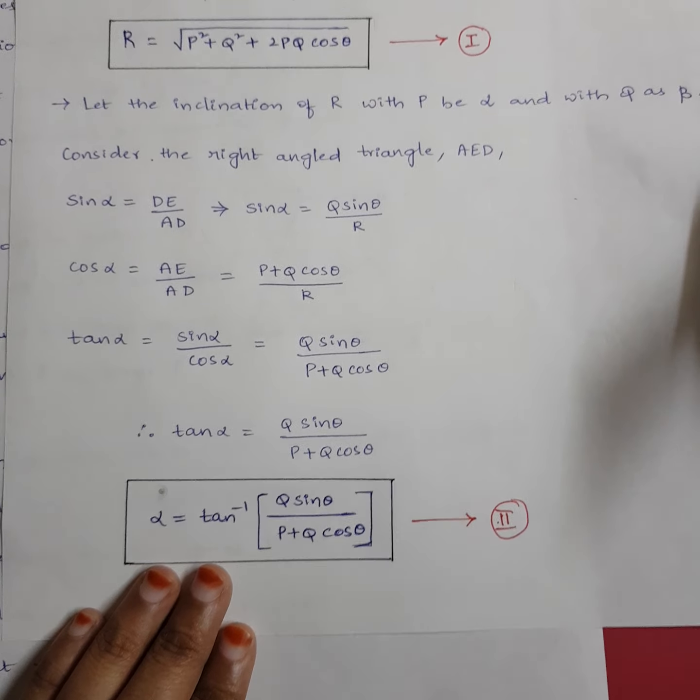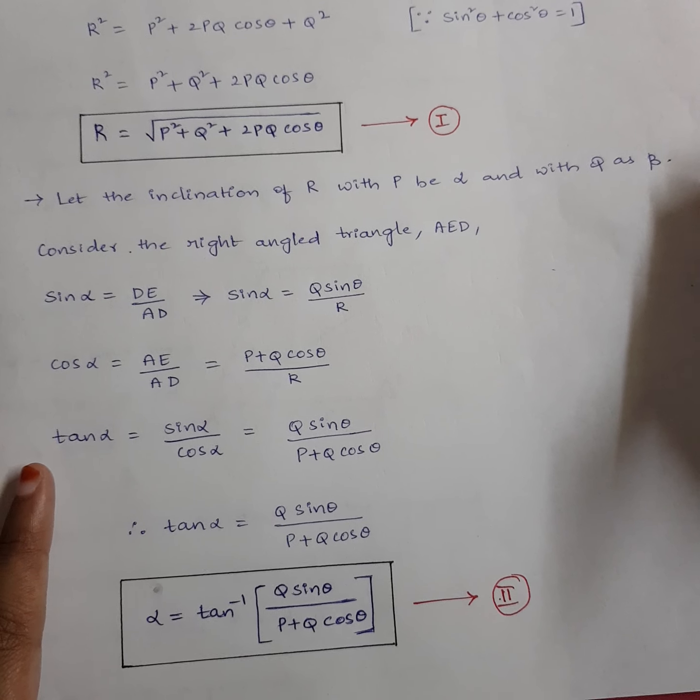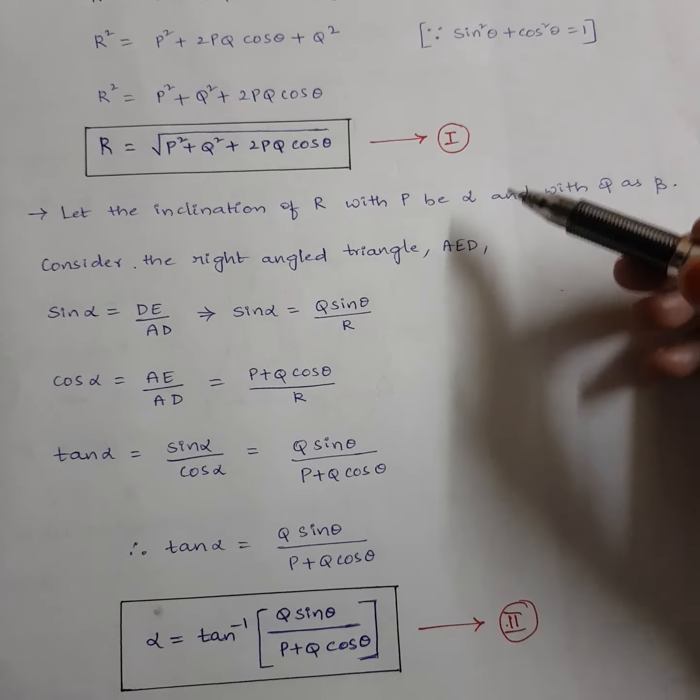So this is how you need to solve for parallelogram law of forces. You need to remember these two equations mainly. First one is R, which gives you the magnitude of the resultant force R, and alpha, which will give you the value of inclination of the resultant force R with the horizontal. So I hope you are clear with parallelogram law of forces.